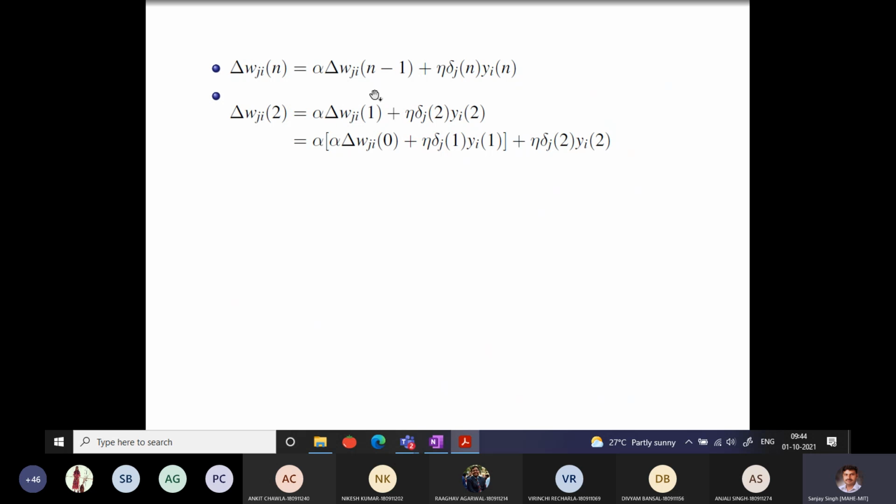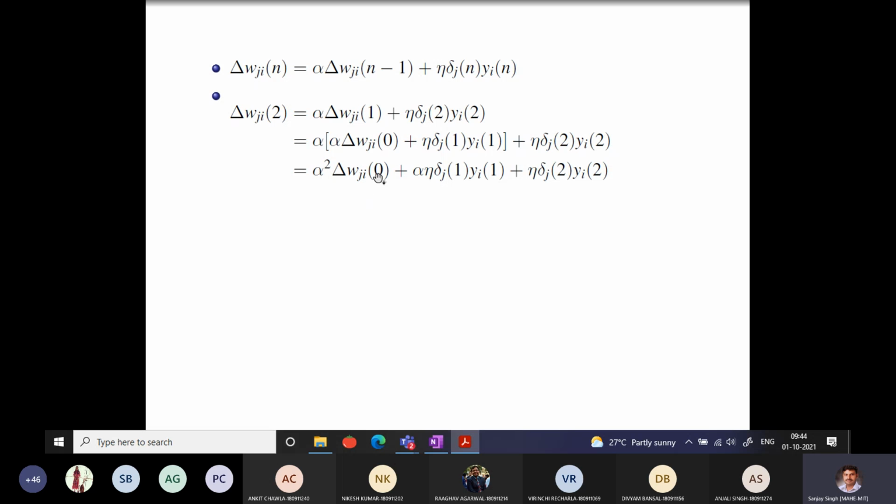So here this value has to be less than 1, and eta delta j2 y2, let it be. Now again I can expand this. I can open this bracket, the alpha square and so on. Now again this delta wji has come. Once this has come, I can expand it further and see what happens.